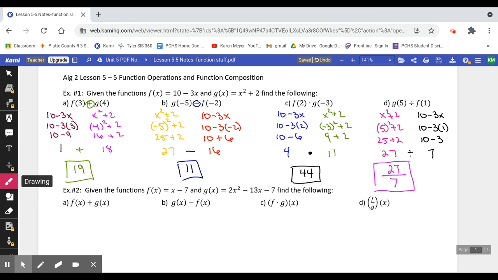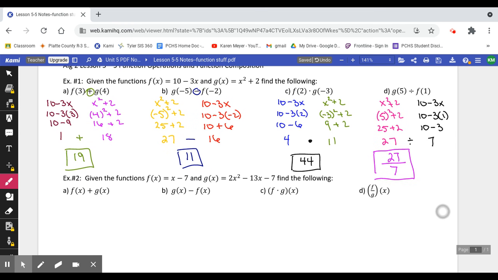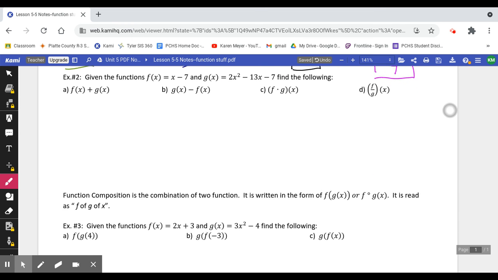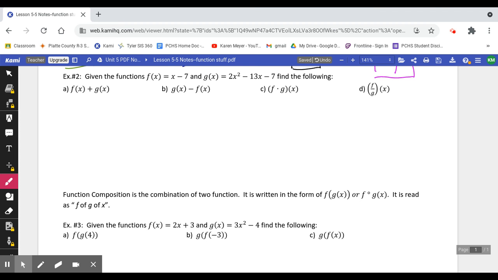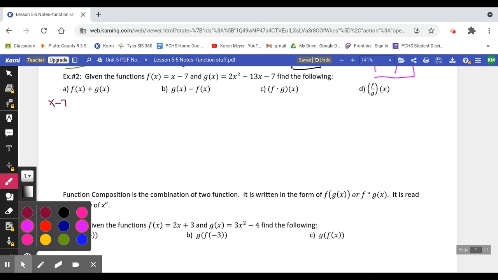Now, in the next examples, I'm giving you some new functions, but we're still doing operations. It's just this time we're not doing any operations with numbers. We're going to leave all the x's as x. So f of x plus g of x. Well, f of x is x minus 7. And then plus g of x. So I'm going to put all of g of x in parentheses.